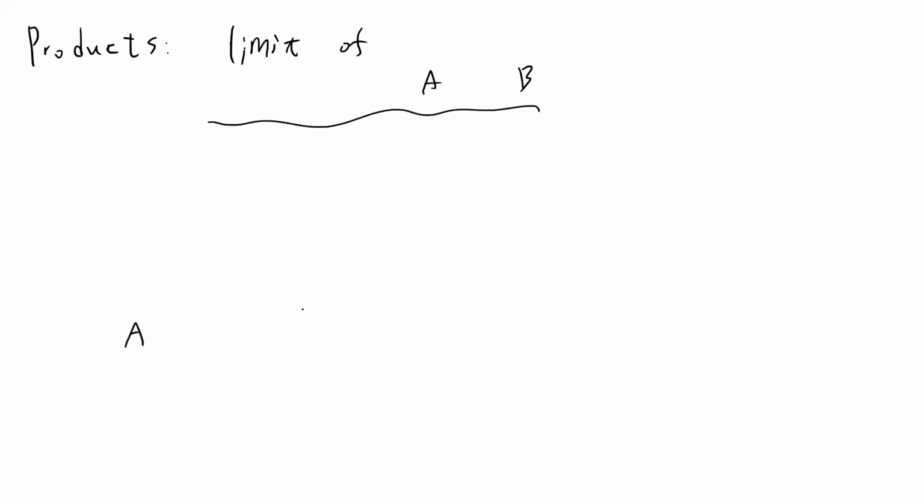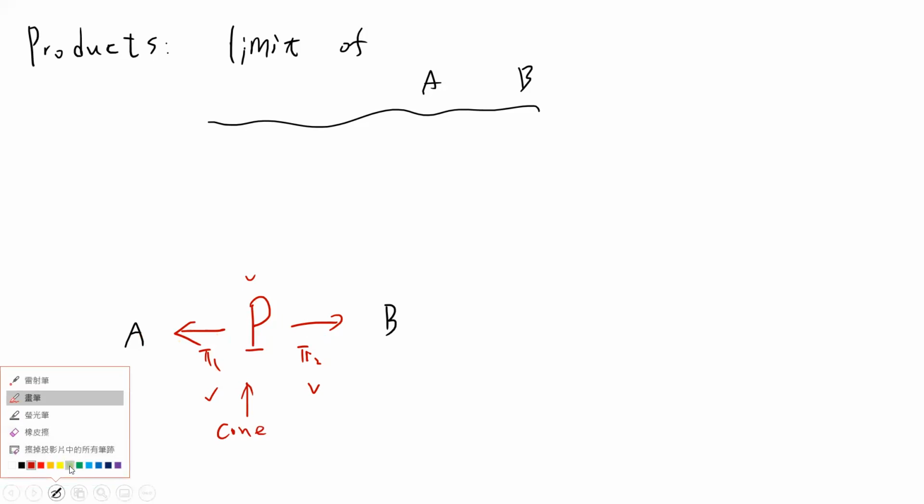The product means that, given two objects in a category, there is a P and the maps pi1 and pi2. I use this color to mean that these are the product. So P and these two maps are the product. Remember this is an object in the cone, so in the cone you need some object which maps out to the other two. So this is a cone.